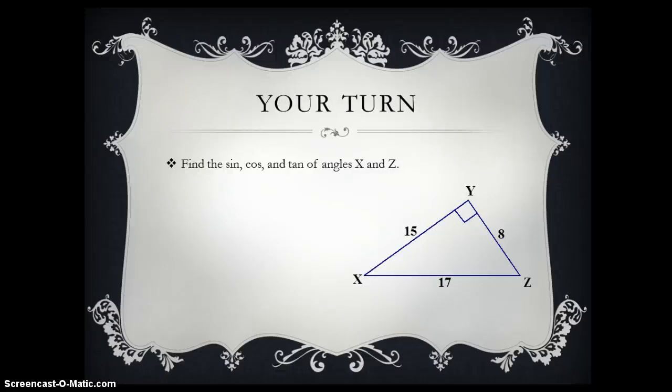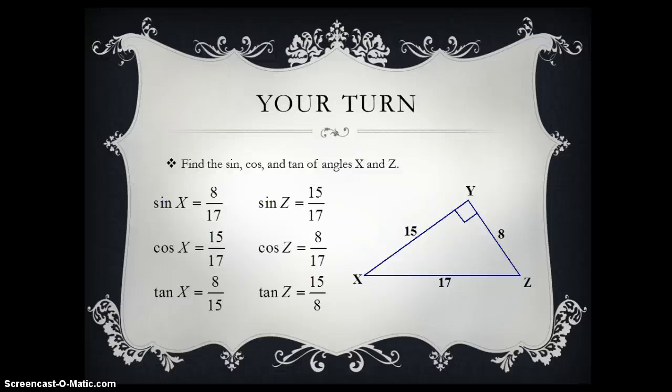Your turn. I want you to find the sine, cosine, and tangent of angles X and Z. The sine of x is 8/17, the cosine is 15/17, and the tangent is 8/15. The sine of z is 15/17, cosine of z is 8/17, and the tangent is 15/8.